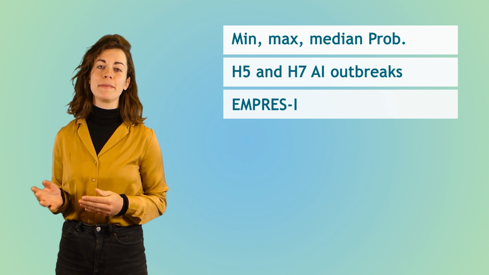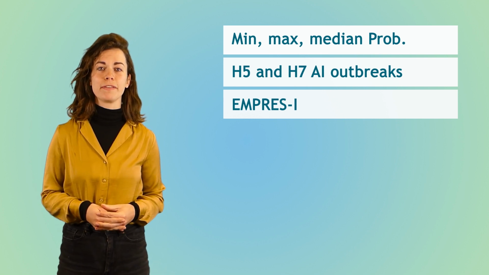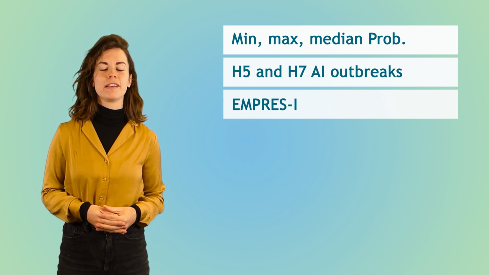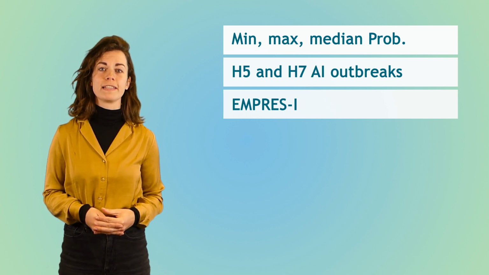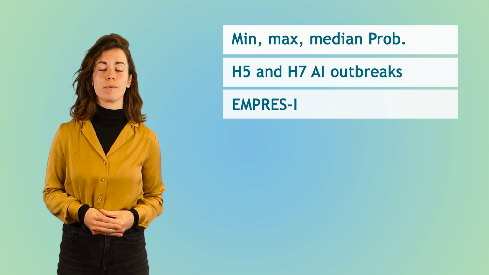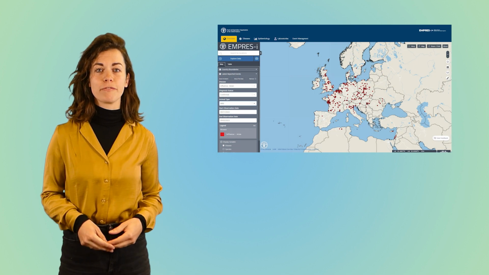In the report, summary statistics are provided, namely the minimum, maximum and median probability of an outbreak of avian influenza in the country. Also, the number of H5 and H7 avian influenza outbreaks that happened in the country in the last week are provided. These data are retrieved from HPAI.